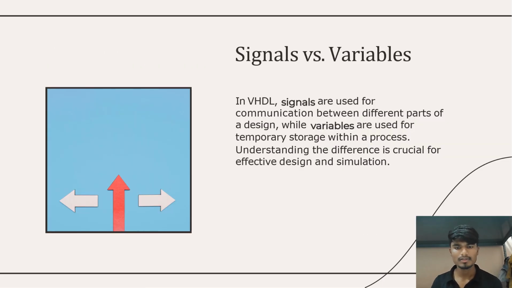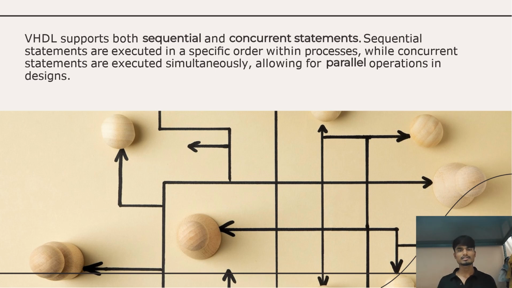Next, variable versus signal. In VHDL, both variables and signals are used to store and manipulate data, but they have distinct differences in terms of behavior, scope, and usage. Understanding these differences is crucial for designing digital systems effectively. Key differences between variables and signals. Next, VHDL supports both sequential and concurrent statements. Sequential statements are executed in a specific order within the process, while concurrent statements are executed simultaneously, allowing for parallel operation in the design.